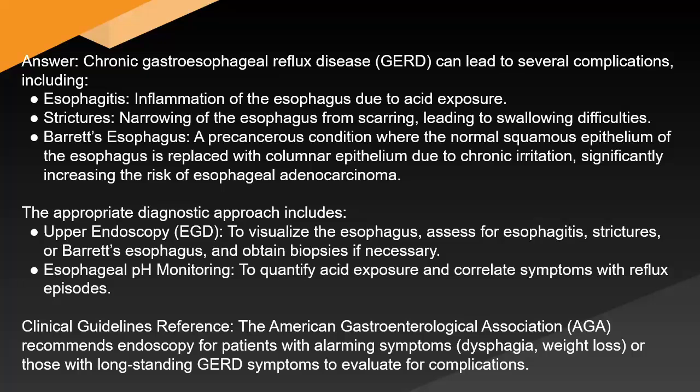adenocarcinoma. The appropriate diagnostic approach includes upper endoscopy aimed to visualize the esophagus, assess for esophagitis, strictures, or Barrett's esophagus, and obtain biopsies if necessary. Esophageal pH monitoring to quantify acid exposure and correlate symptoms with reflux episodes. Clinical guidelines reference. The American Gastroenterological Association (AGA) recommends endoscopy for patients with alarming symptoms, dysphagia, weight loss, or those with long-standing GERD symptoms to evaluate for complications.